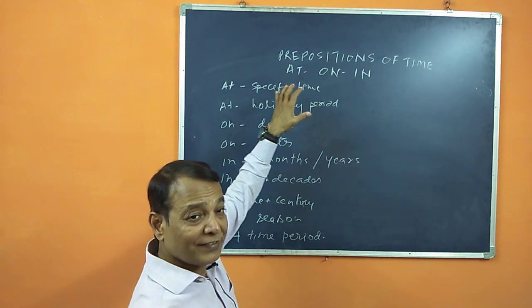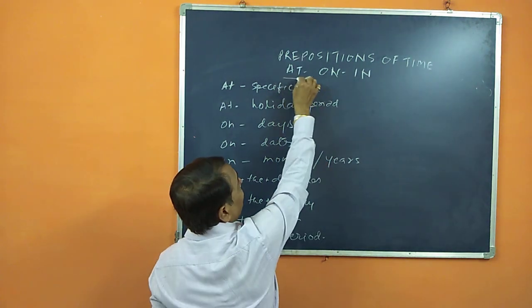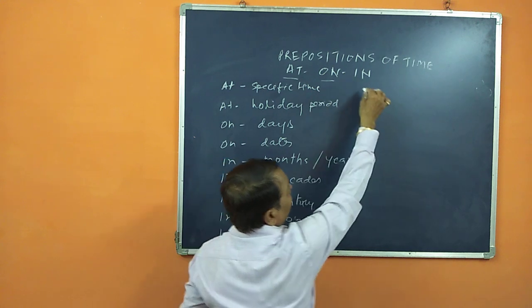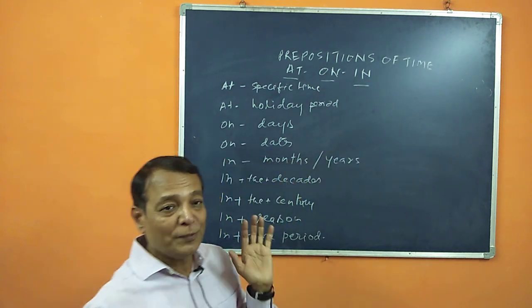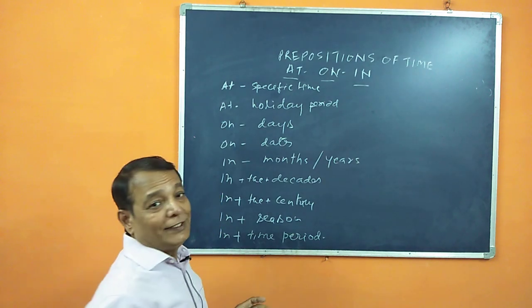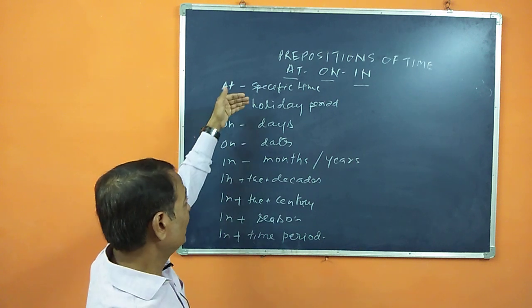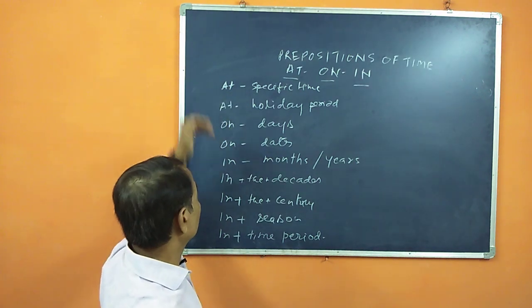Prepositions of time. I have just written here at, on, in. These prepositions we use for time purposes. To make it easy, I have already mentioned the rules where we use these.